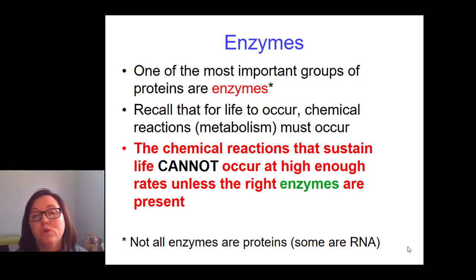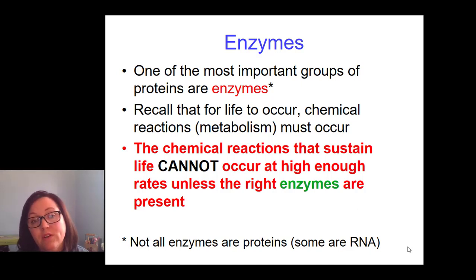So enzymes are an important group of proteins. Not all enzymes are made out of protein, but almost all of them are. In some of my previous videos, I've talked about the process of metabolism. Metabolism is really just the sum of all the chemical reactions that occur inside of a cell. Enzymes are absolutely necessary to speed up these chemical reactions.